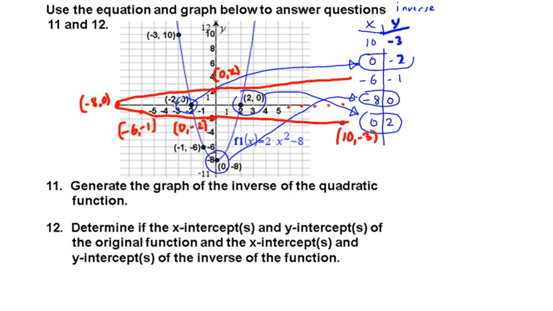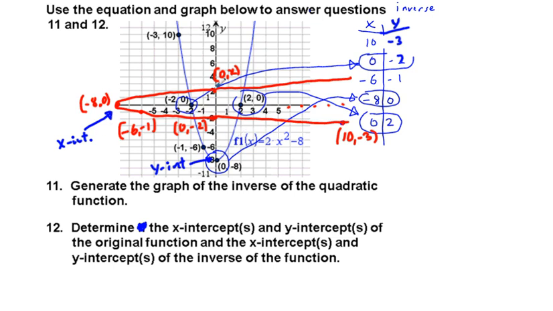And this red horizontally oriented one looks skinnier than the vertically oriented one, the blue one, just because the aspect of the graph is different. So that's 11 done. Next, determine the x-intercepts and the y-intercepts of the original function and the x-intercept and y-intercept of the inverse of the function. So we already identified that the x-intercept of the inverse function is going to be equivalent to the y-intercept of the original function. So that's the relation between those two.